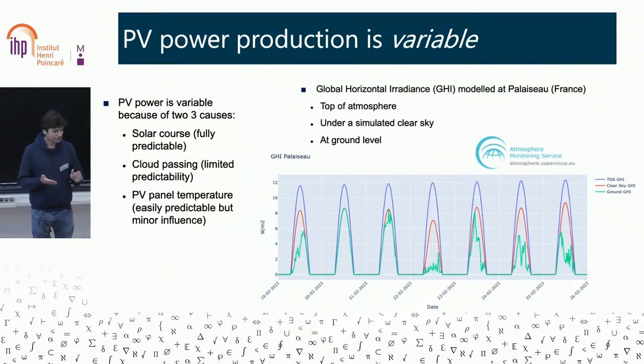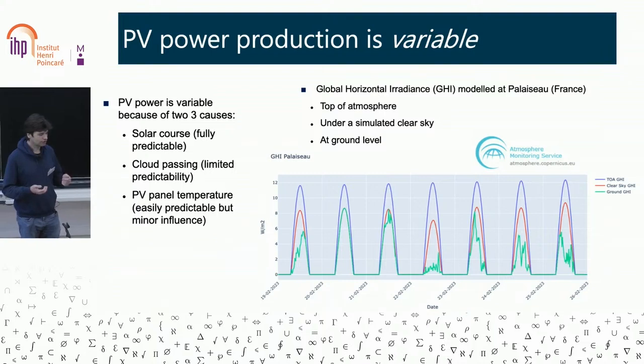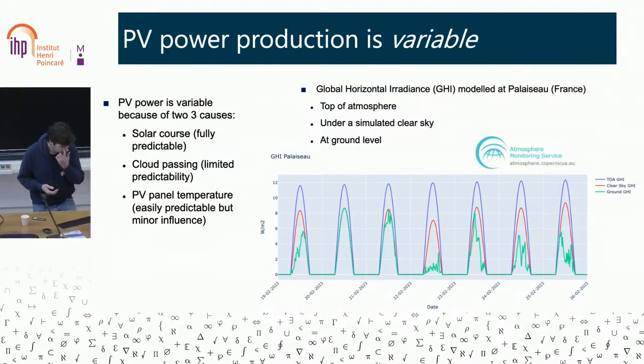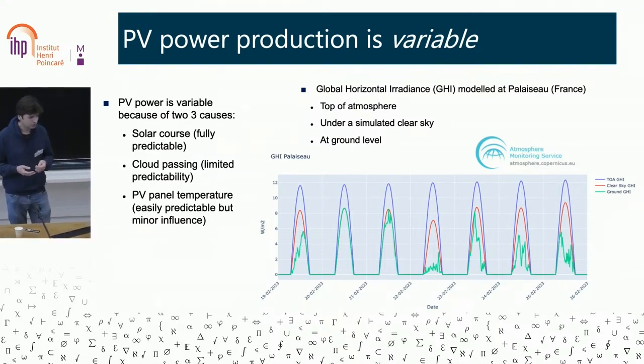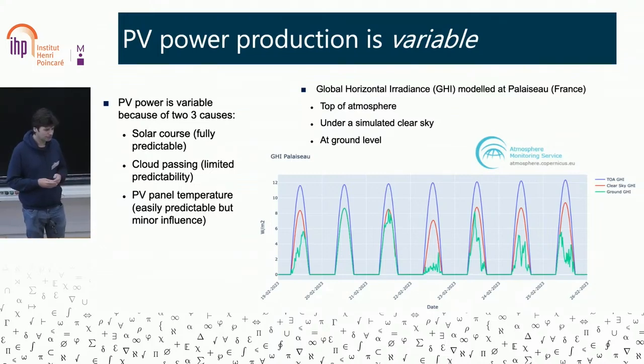And then under a clear sky, at the ground level, you can see the red curve. This is the PV production under a clear sky. This production can change from day to day according to the humidity and aerosol. If you have a lot of aerosol, there is less production, there is less irradiance. As you can see, on the 23 February, the clear sky production is smaller than on the other day.